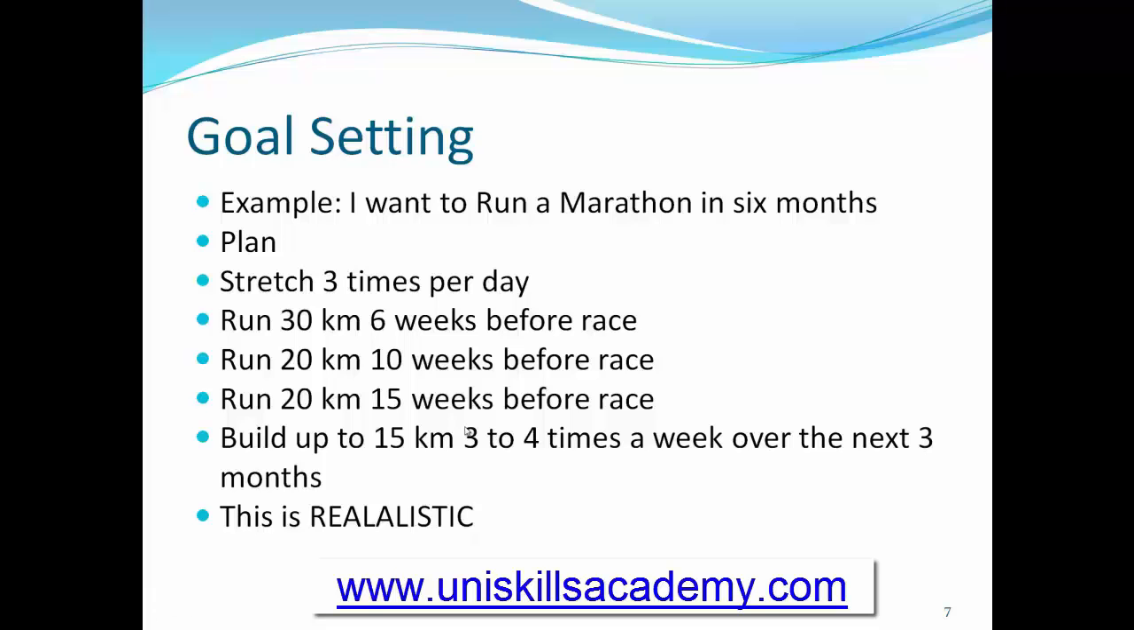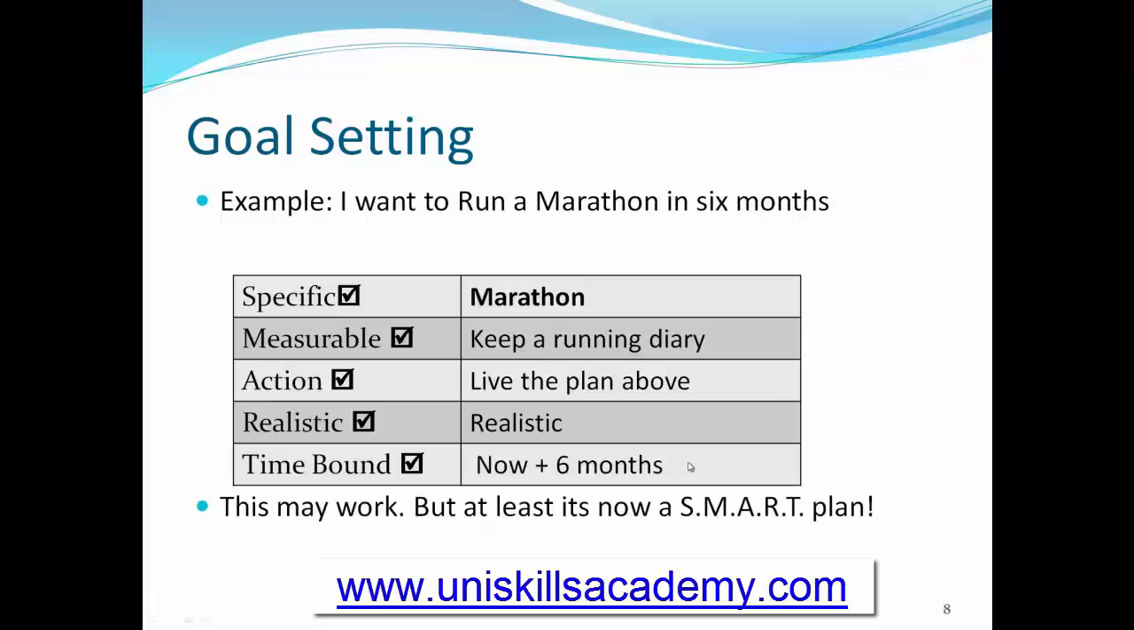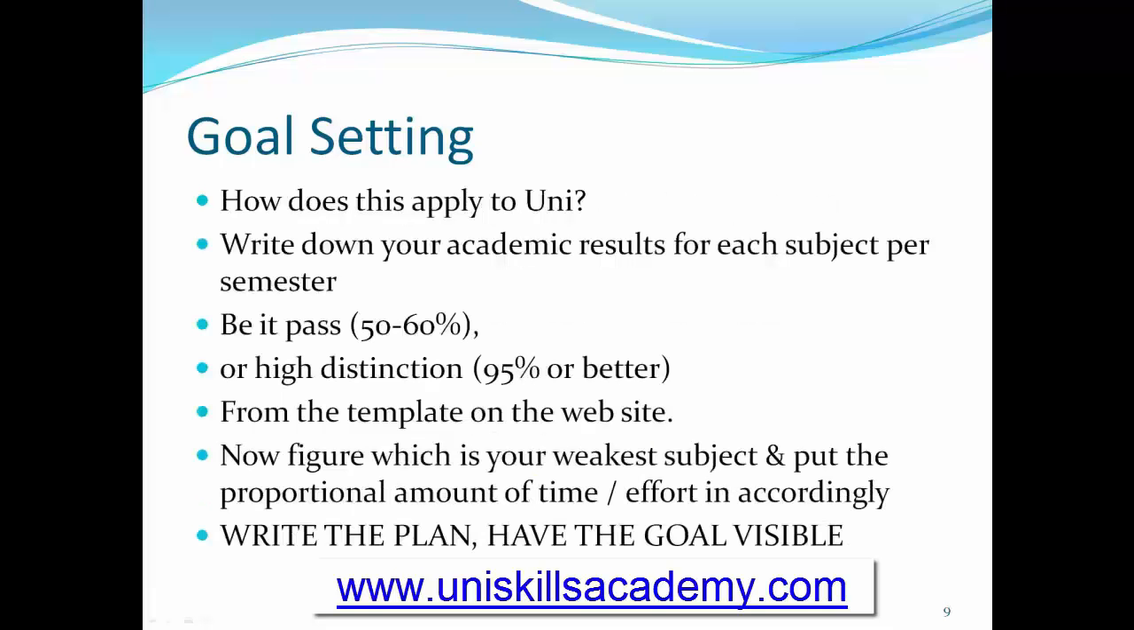This now becomes realistic, doesn't it? So it's a doable plan if I'm already running 15k several times a week. And it ticks all of those boxes. And it's a SMART plan in that it is specific, it's measurable if I keep a running diary, I've got an action from the screen before, it's realistic, it's within the limits of what I can achieve, and it's time-bound because there's a race in 6 months. Now this doesn't guarantee success, but I'm putting a lot of things in place to assist the likelihood of success going ahead. So how does this apply to uni?